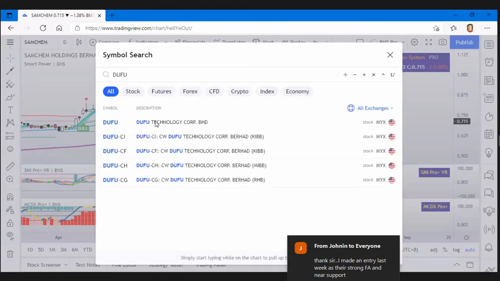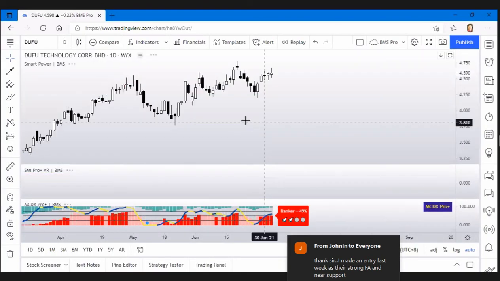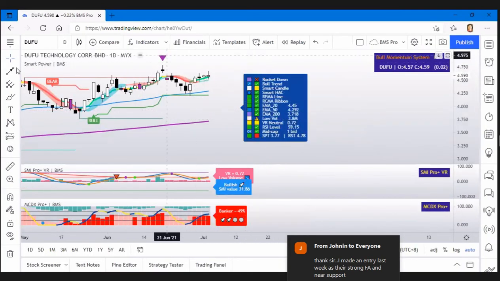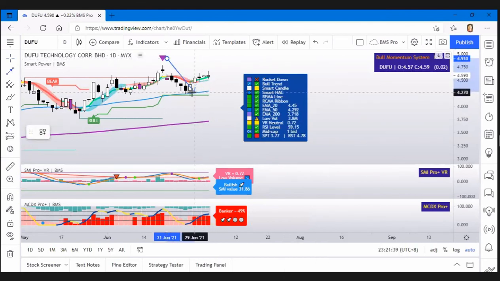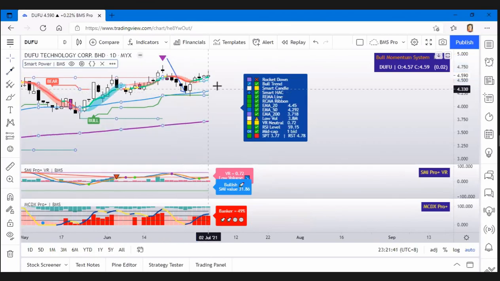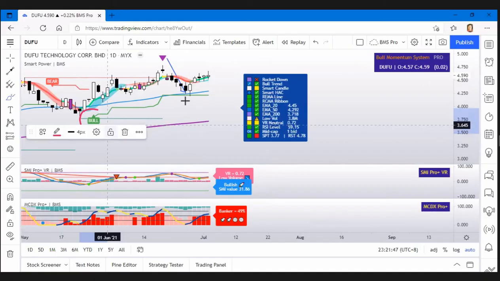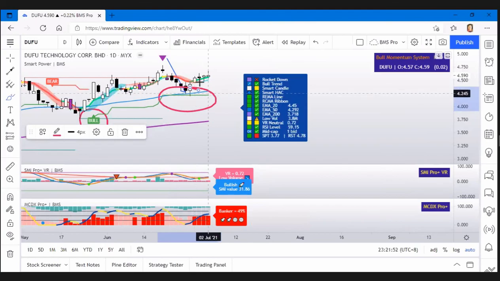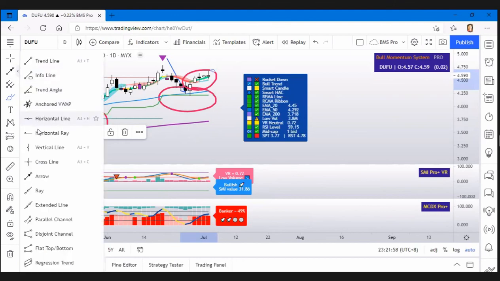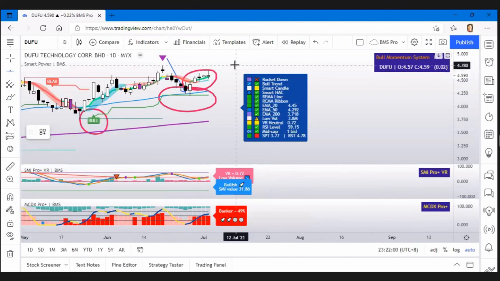Dufu, all these are strong technology stocks. Dufu is trying to pull back to here and then rebound. Pull back, rebound because of support here. This bull signal is still giving support, this green line. The price is still moving up. Still okay. Just wait for it to break this level of resistance.